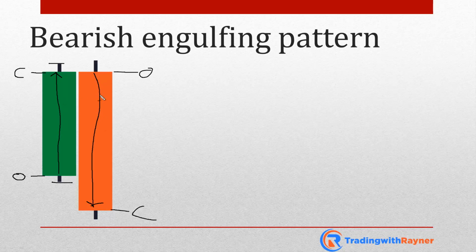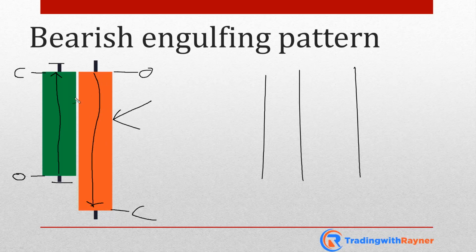Pardon this slight wiggle line over here. Pretty difficult to draw a straight line, okay? So this is a bearish engulfing pattern because this candle, this one over here, has engulfed the previous green candle. Notice the body of this has basically covered the body of the first candle over here. So this is a bearish engulfing pattern.